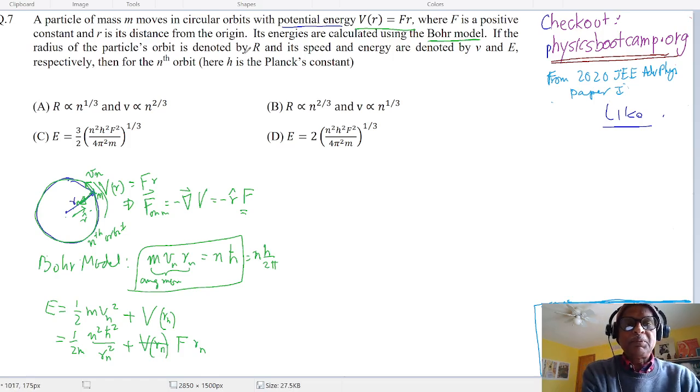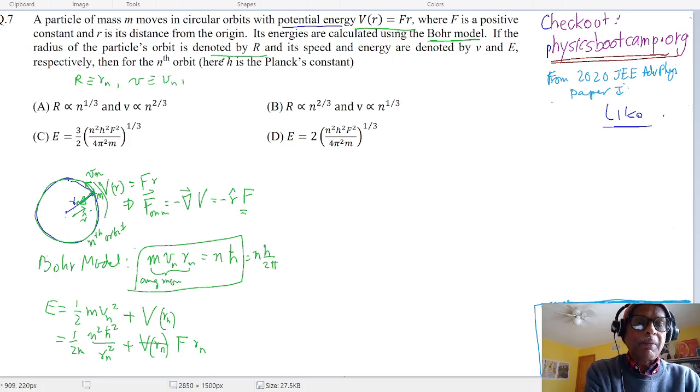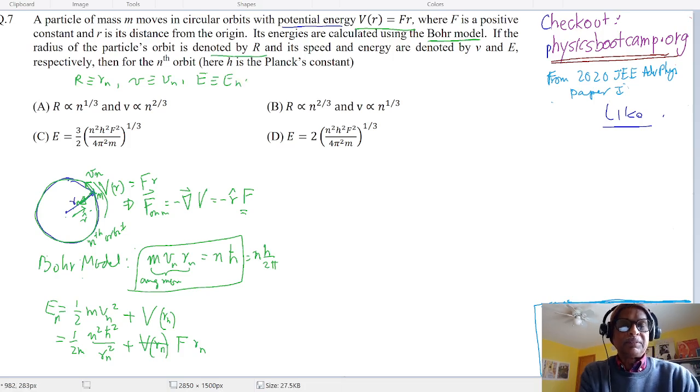If R is for Rn, V is for Vn, and the energy in the nth orbit is En, how do we check which way R will go, and which way the other things will go?